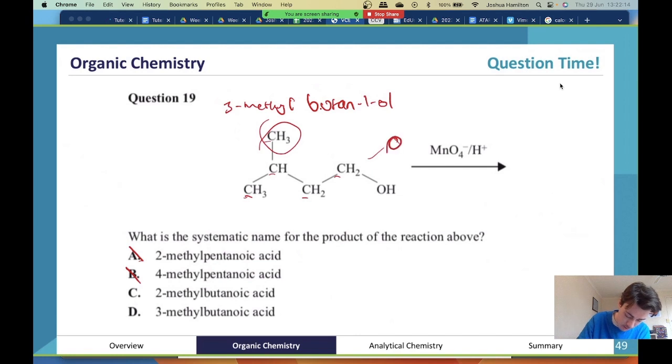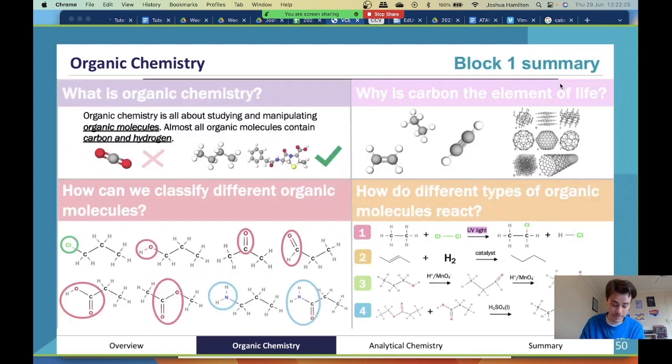So this is going to be an O, this is going to be an OH. That's going to be 1. This will be 1, 2, 3 again. So it's going to be this one here: 3-methylbutanoic acid. Answer here is D. So this is what we went through. We went through loads and loads of things. This is a really good summary slide of everything we went through, but nonetheless, pushing forward.